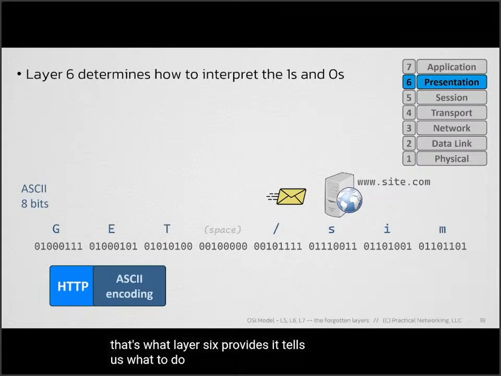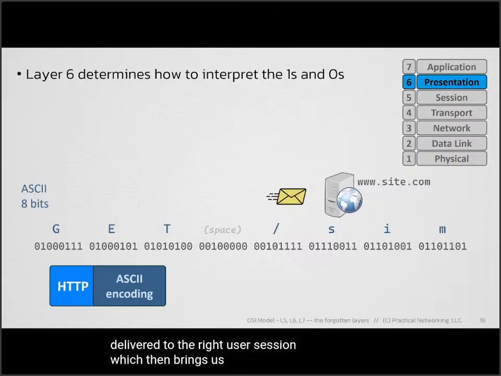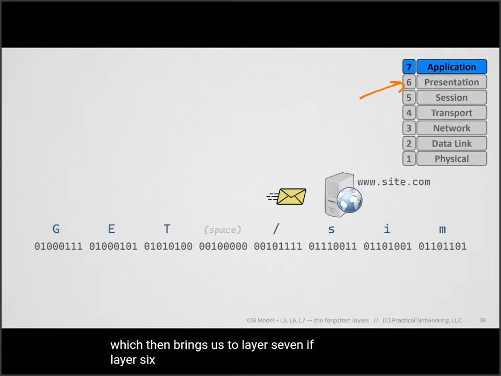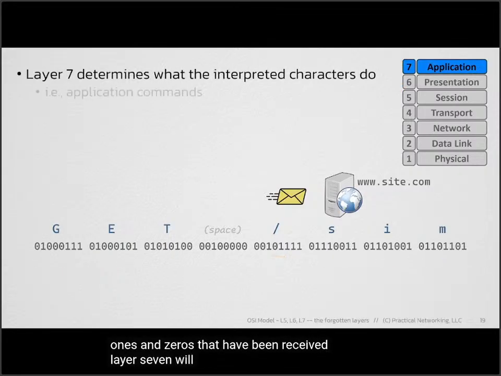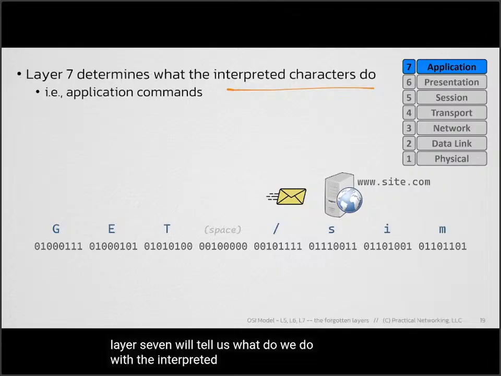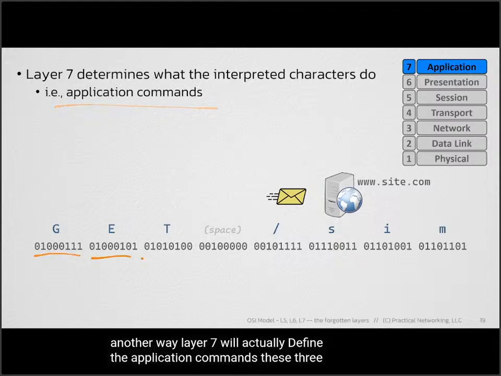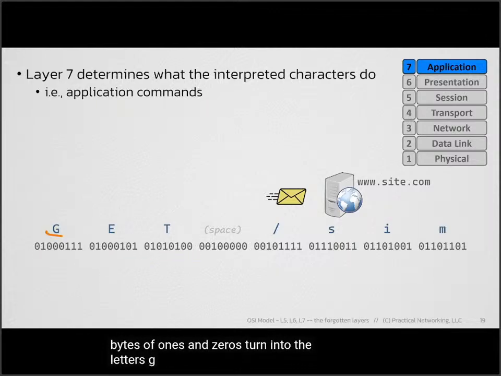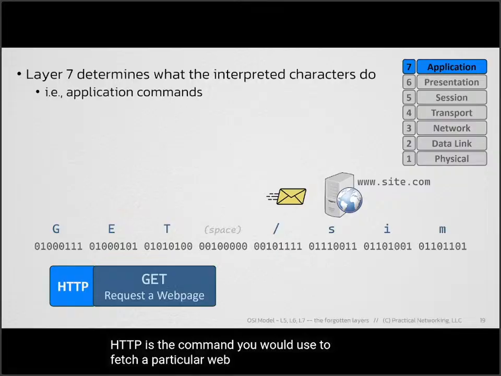It tells us what to do with the received ones and zeros that have been successfully processed through the OSI model and delivered to the right user session. Which then brings us to layer 7. If layer 6 told us how to interpret the ones and zeros that have been received, layer 7 will tell us what we do with the interpreted characters. Or, said another way, layer 7 will actually define the application commands. These 3 bytes of ones and zeros turn into the letters G, E, and T. And the command GET in HTTP is the command you would use to fetch a particular web page.